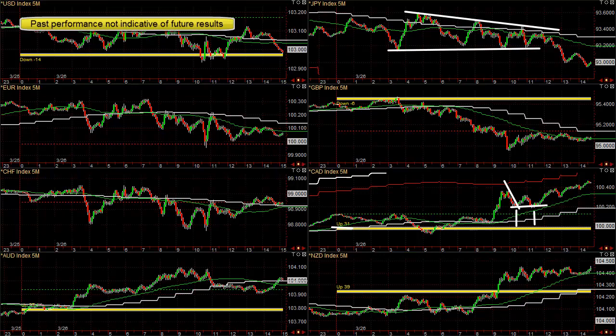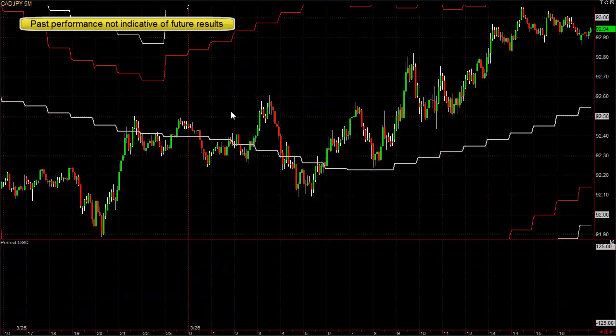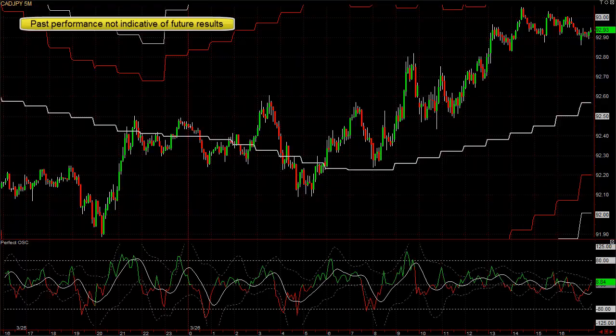So let's take a look at pound CAD sells and CAD yen buys at 10:30 and 11:30. The higher probability one is the CAD yen. You can see 10:30 and 11:30.